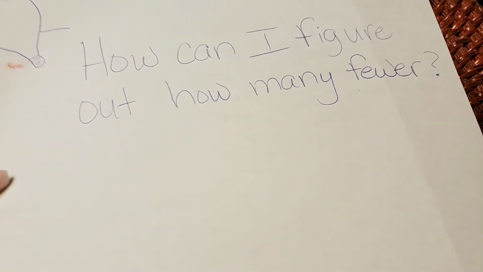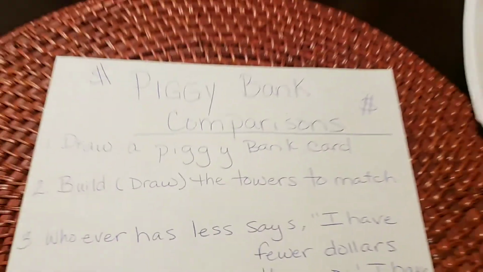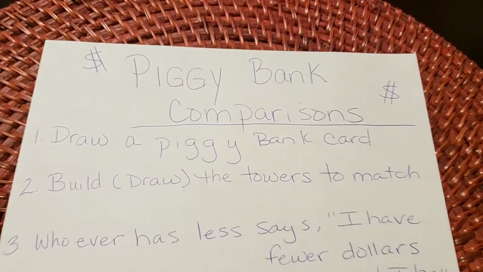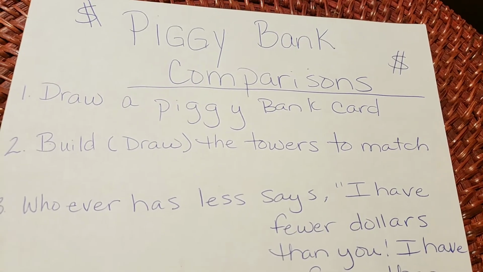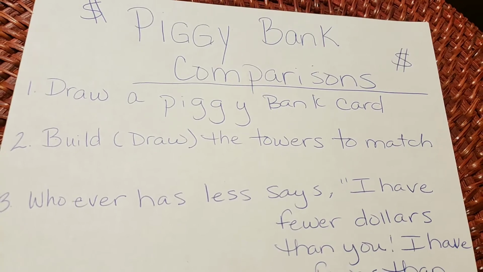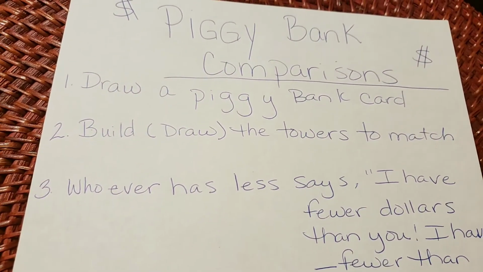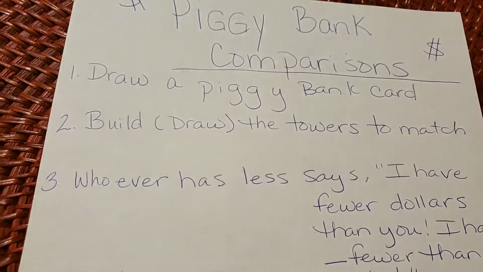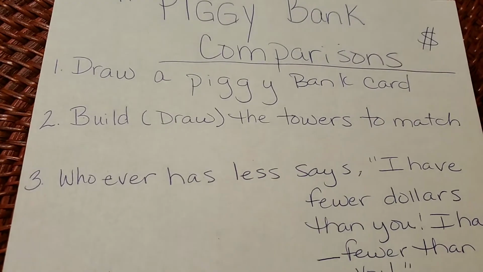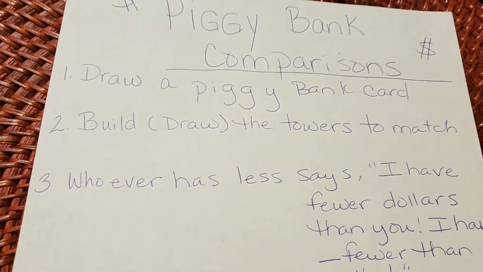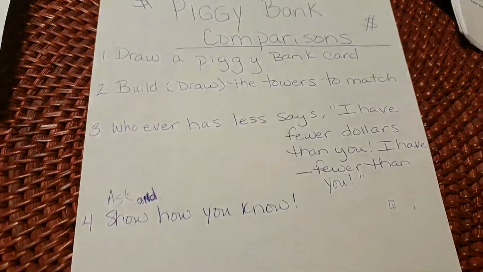So now we're going to be playing a game called Piggy Bank Comparisons. With Piggy Bank Comparisons, we're going to draw cards that show how much money you and your partner have. So you and your partner have to compare your money and decide who has fewer dollars and how many fewer dollars you have. So here are the game rules. Everybody see my game rules I have right here.